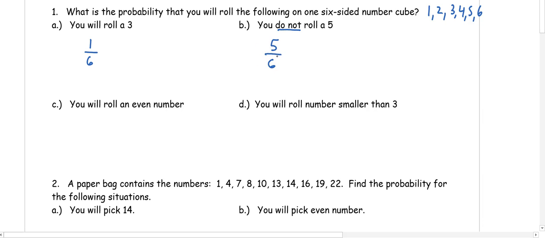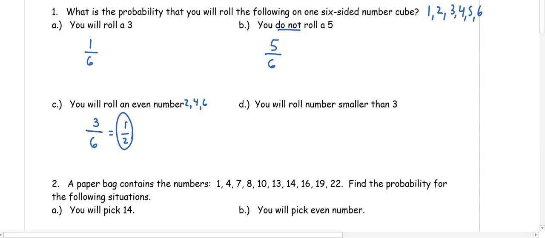What's the probability that you will roll an even number? Well, if you roll an even number, that would be 2, 4, or 6. So there's 3 chances for even numbers out of a total 6. This fraction reduces because we can divide both of these by 3. So our probability is 1/2.